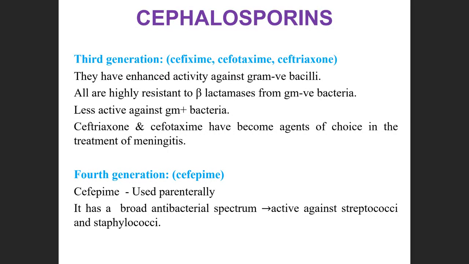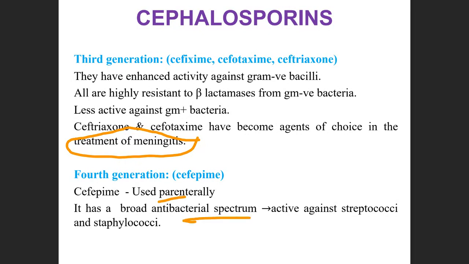And ceftriaxone and cefotaxime have become agents of choice for the treatment of the condition called meningitis. In the case of meningitis, this could be the drug of choice. And the fourth generation drug is cefepime. This drug is used parenterally, that is, in the form of injection.